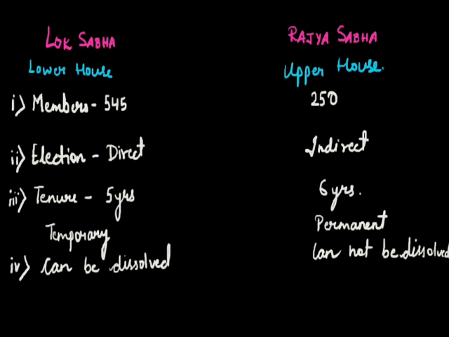But here again, the point is that as long as they hold the majority, it's only up to them that they can exercise their power. If they fail to prove the majority in the Lok Sabha, then the government can be dissolved or removed from authority. So here we will find that both the houses hold equal significance.